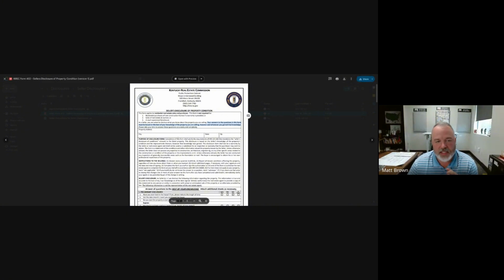Other than that, of course, the property address is going to go in, the city, the state, and the zip, and it goes on to tell you the purpose of this disclosure form. You can read through this, but basically it says this disclosure is based on the seller's knowledge of the property condition and however that knowledge is gained. The disclosure is not a warranty by either the seller or the real estate agent, nor a substitution for inspection or a warranty that the purchaser may wish to obtain. This form is a statement of conditions and other information about the property known by the seller, unless otherwise advised. The seller does not possess any expertise in construction, architecture, engineering, or specific areas related to the construction or condition of the property or the improvements on it. Unless otherwise stated, the seller has not conducted any inspection of generally inaccessible areas such as the foundation or roof. The buyer is encouraged to obtain his or her own professional inspections.